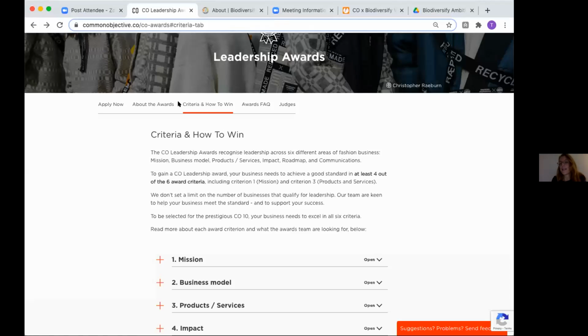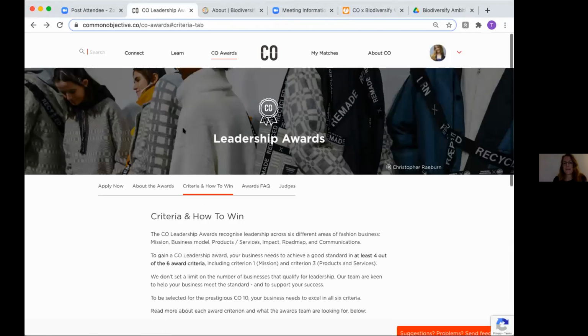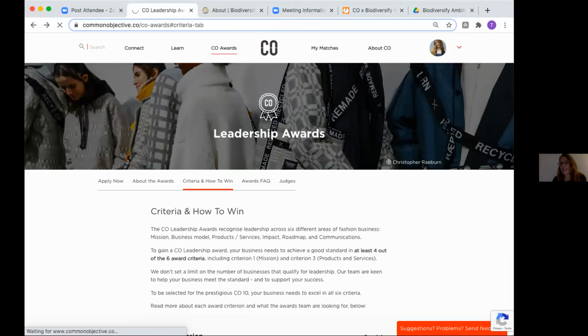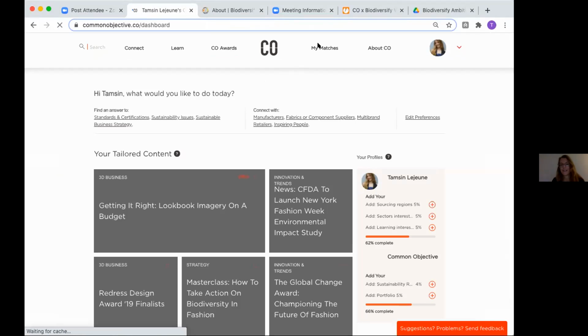If you meet all 6, excelling in 6 out of 6, you have the opportunity to be part of the Co-10, which is 10 businesses that get a lot of press and promotion across the industry. And if you're not running a business or are just interested, it's also worth checking out some of the award winners because they're pretty amazing. They go all the way across the supply chain, from startups to established brands, from the field to the high street.